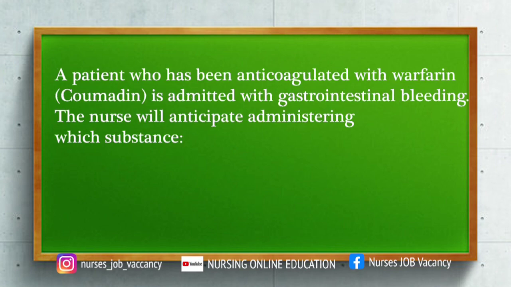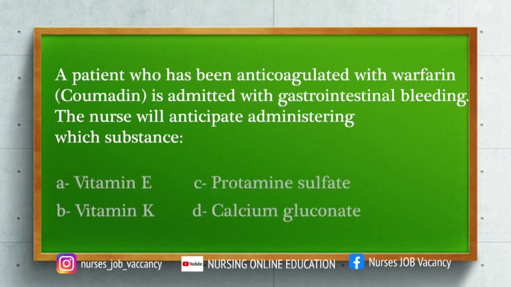Next question. A patient who has been anticoagulated with warfarin, Coumadin, is admitted with gastrointestinal bleeding. The nurse will anticipate administering which substance? A. Vitamin E. B. Vitamin K. C. Protamine sulfate. D. Calcium gluconate. The right answer is B. Vitamin K.